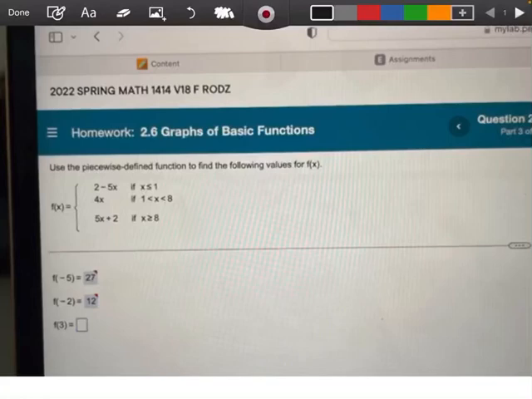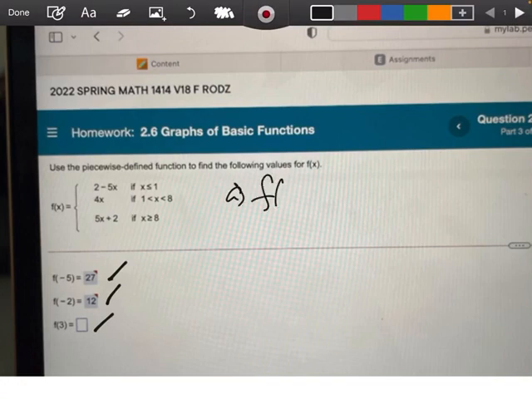All right, y'all, so this is question number 2 out of 2.6, and the question is saying use the piecewise function to find the following values for f of x. Okay, so we're going to go through each of these parts here. We're going to do this one, and this one. Okay, so let's try this first.